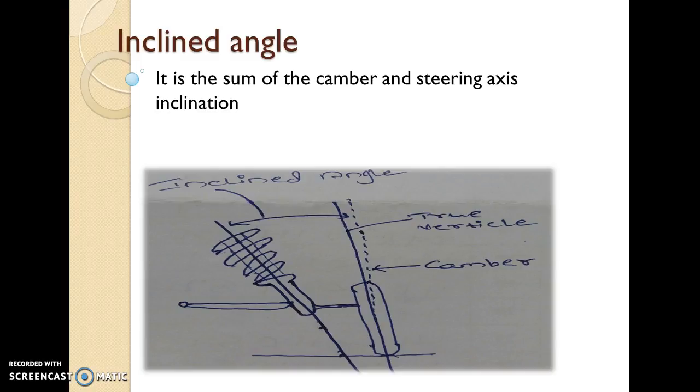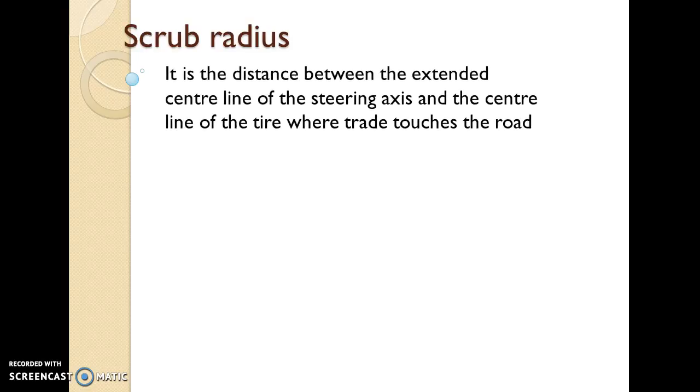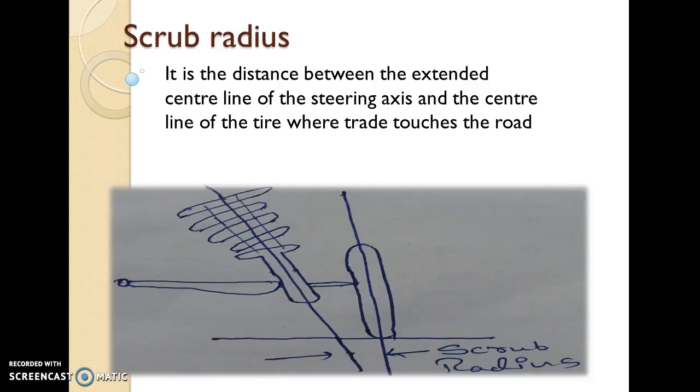So the next topic is scrub radius. Again, as defined here, it is the distance between the extended center line of the steering axis and the center line of the tire where tread touches the road. So this can be again easily understood using the following figure.